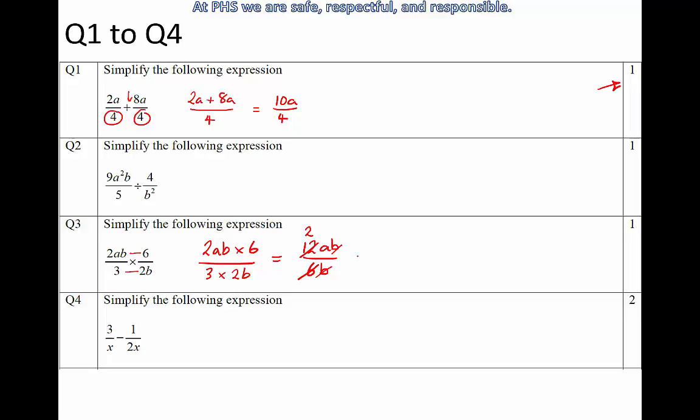That's just going to leave, well, what have we got on top? We've got 2 and a. So our final answer is 2a.